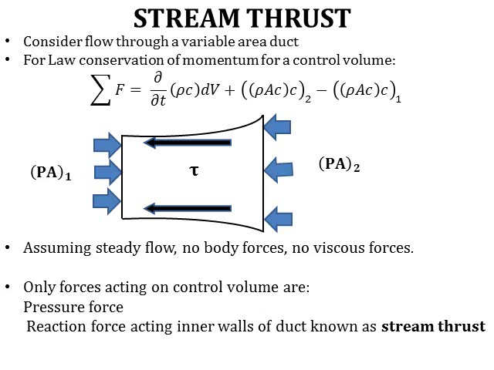Now, along with this, as the fluid passes through a variable area duct, it experiences change in velocity, because of which there will be also change in pressure. And because of this change in pressure, a reaction force is exerted on the inner walls of the variable area duct. This reaction force acting in the inner walls of the duct is known as stream thrust.